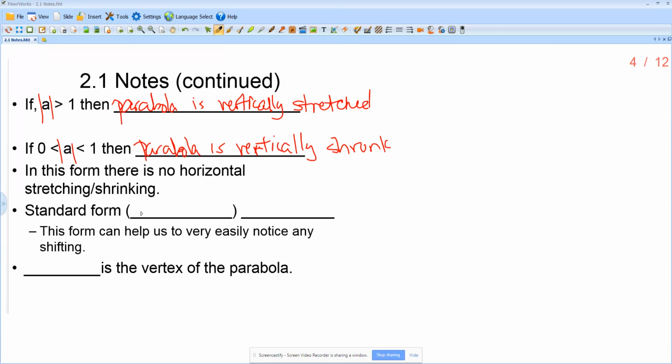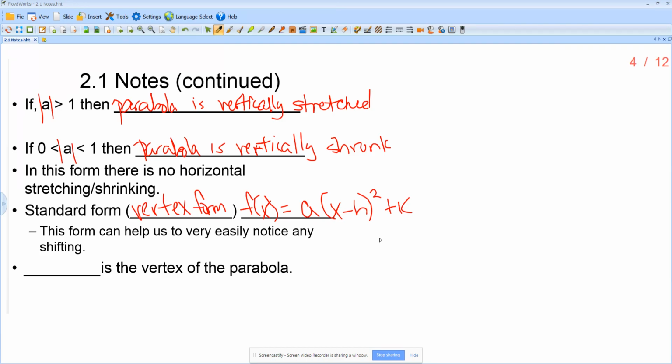Standard form, also referred to as vertex form, because when you're in standard form, you can see the vertex right away, is written as f of x is equal to a times (x minus h) squared plus k. This a value tells me two things. It tells me if there's a reflection, and it tells me if there's a vertical stretch or shrink.